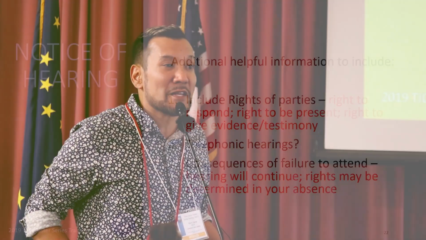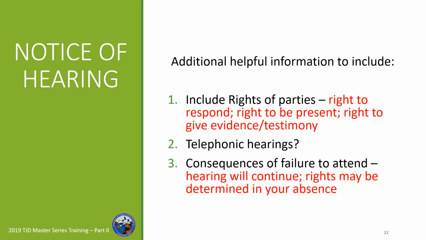We may want to include the rights of the parties, right? We may want to say, in our notice of hearing, you have the right to appear in person, you have the right to present your side of the story, you have the right to present witnesses. We also may want to put in information if your tribe will allow for telephonic hearings. If you allow for telephonic hearings, we may want to put information saying telephonic hearings are allowed by approval of the courts, with coordination with the court clerk, whatever the situation may be, but it may be helpful language to include in your notice of hearing.